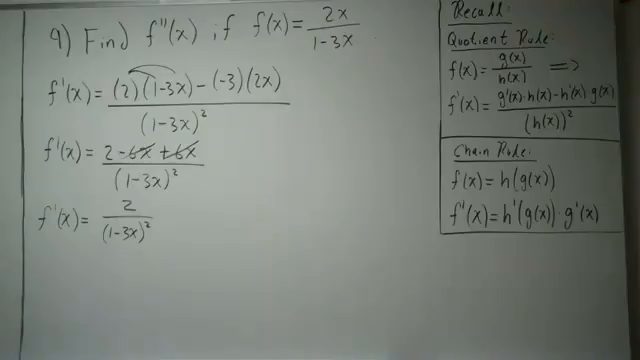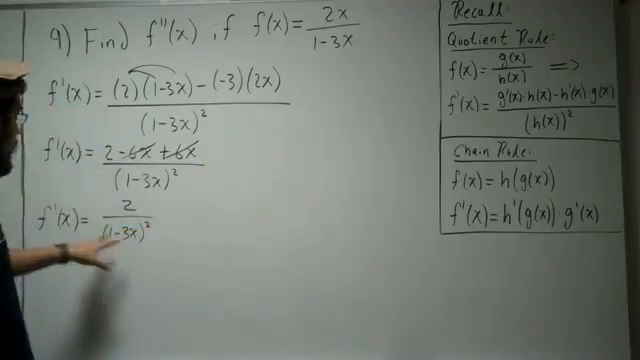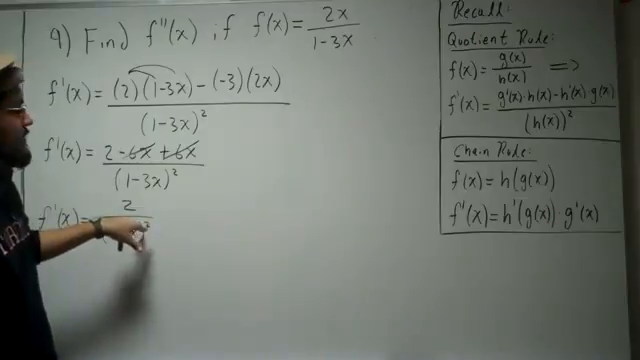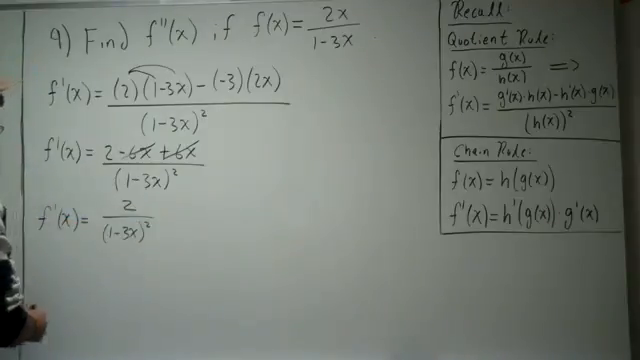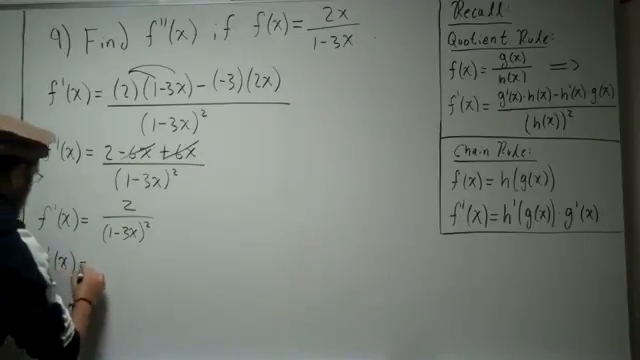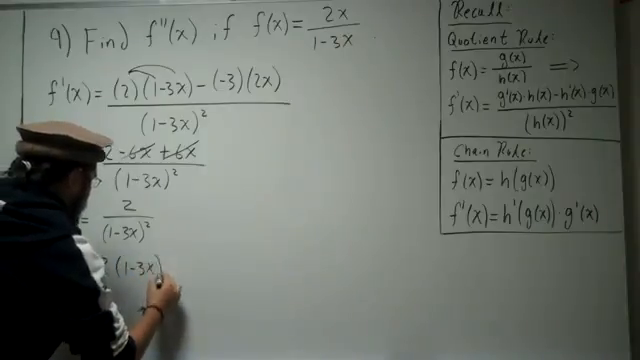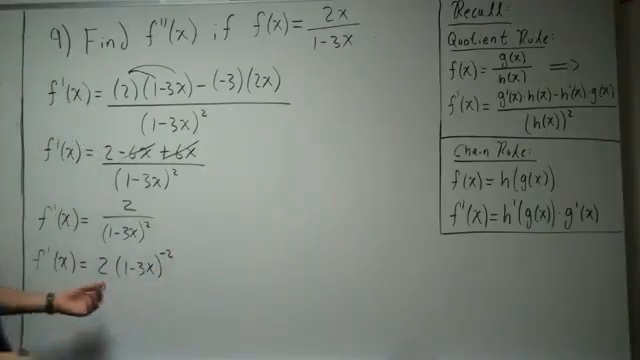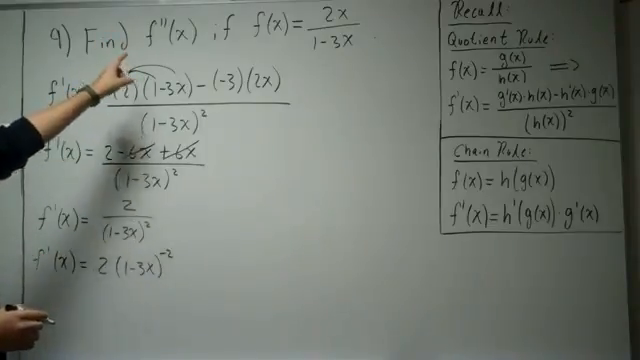Alright, we can use the quotient rule again, or we can just move this up here with a negative exponent. So I'm going to move this here with a negative exponent. So f prime of x is still 2 times 1 minus 3x to the negative 2. And you'll see why I did that. So we can now take the second derivative of this, because that's what we need to find.